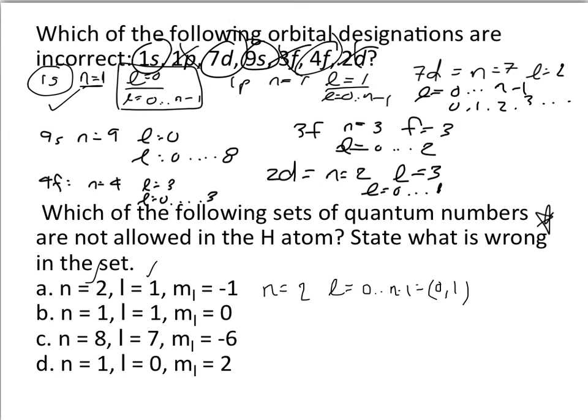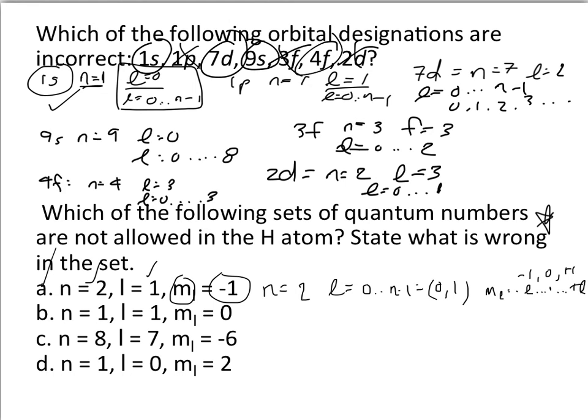Now, can we have these m sub L values? Remember, our m sub L values go from negative L all the way up through 0 to positive L. So in this case, negative 1, 0, positive 1. Is that a possibility? Yes, that's what we have here. So this set is completely acceptable. Set A is fine.